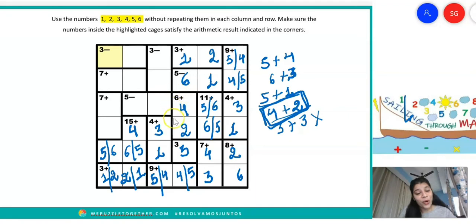Now if 4 is going to come here, then 4 can obviously not come here. So the number which is going to come here is going to be equal to 5. And if 5 is going to come here, then the number which is going to come here is going to be equal to 4. So let me just correct that. 5 here and 4 here.